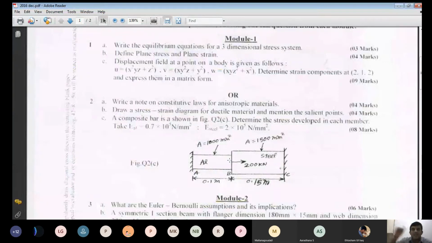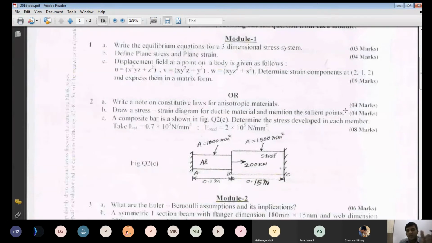On the stress strain diagram, just represent A, B, C, D, E. A is the proportional limit, B elastic limit, C upper yield point, D lower yield point, E ultimate point, and F failure point or breaking point. Only that much you represent here. Read the question properly: draw a stress strain diagram for a ductile material, any ductile material you can take, and mention the salient points. Don't explain each term. Just mention only the salient points because they asked only for 4 marks.